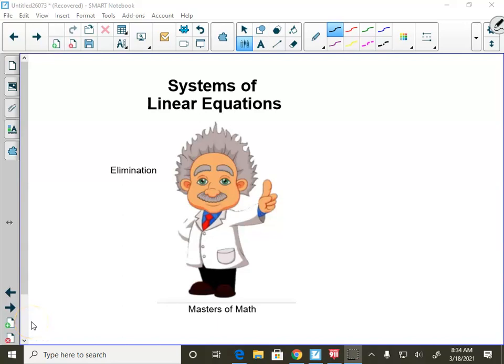All right, so as you can see, we're going to be working on systems of linear equations. Today, we're working on elimination, one of the three methods. Now, you guys have already done graphing at this point. You've done substitution, so it's time to move on to elimination. Let's see what it looks like.